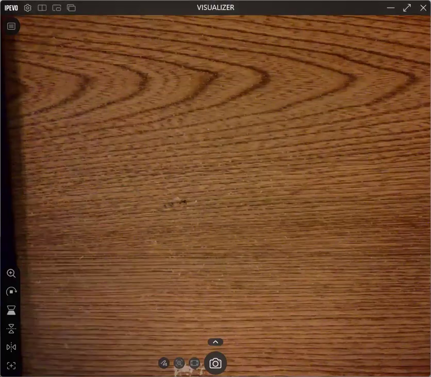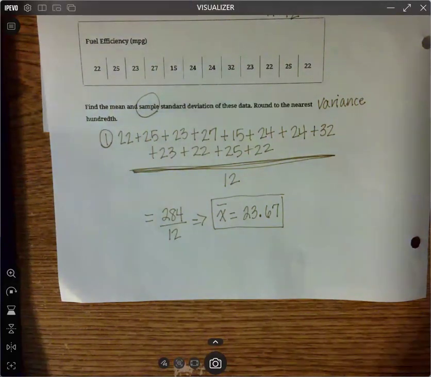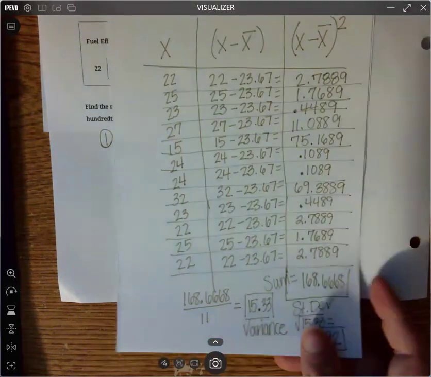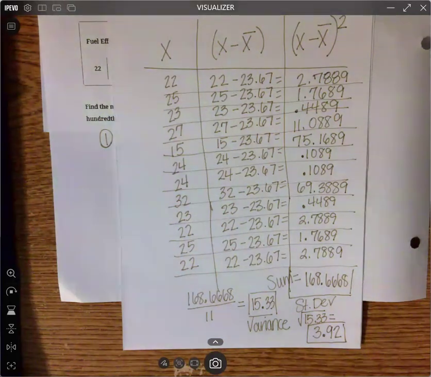So in our problem, we found the mean. Just going to put each of these back up here, so if you want to pause it and jot anything down. And then we found the variance and standard deviation.